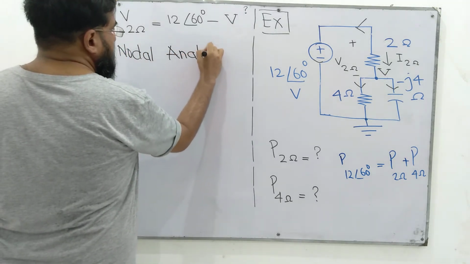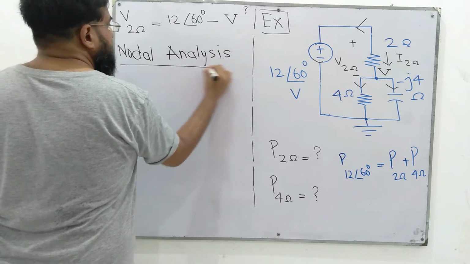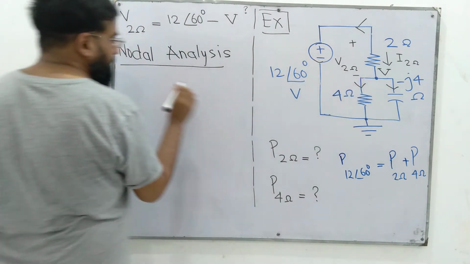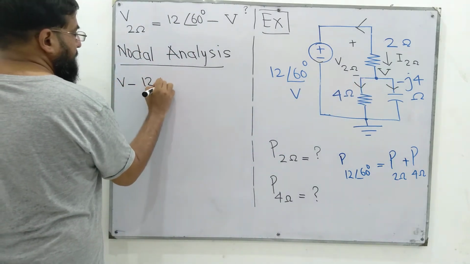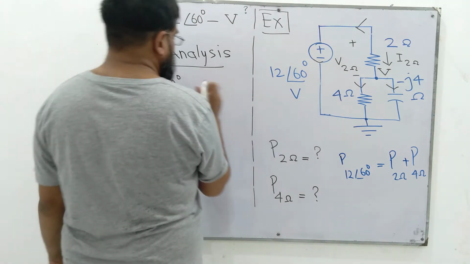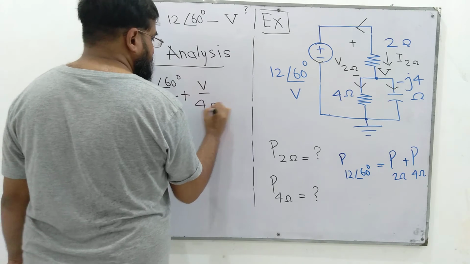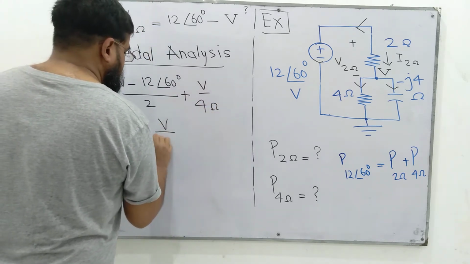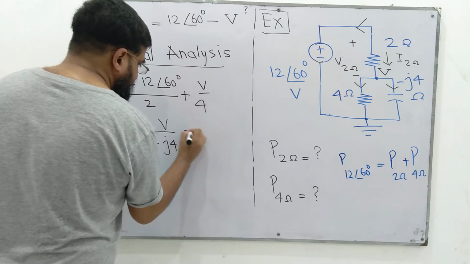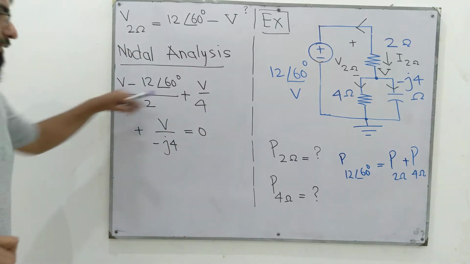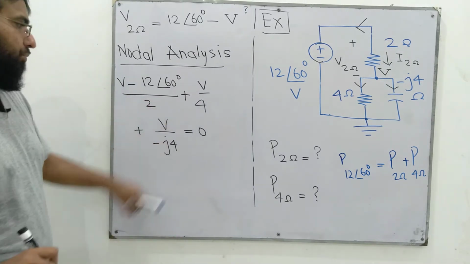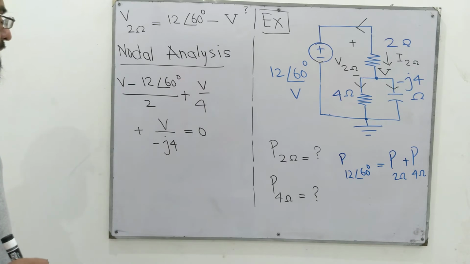So nodal analysis gives us, we write KCL, Kirchhoff's current law equation for this node: (V minus 12 at an angle of 60) divided by 2, plus the current in this branch, V divided by 4, plus the current in this branch, V divided by minus j4, is equal to 0. We know that it's all ohms. In the numerator we have all ohms. So this is an equation, we can solve it.